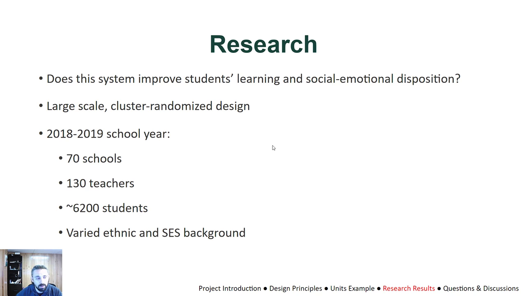Just for one year, the numbers are 70 schools, 130 teachers, and about 6,200 students that span a very wide ethnic and socioeconomic background. So we're trying to make a very wide statement here. We're not measuring one or two classrooms that can be accused of bias because it's a specific type of students. Not at all. We are trying to empirically answer the question, does this system work?